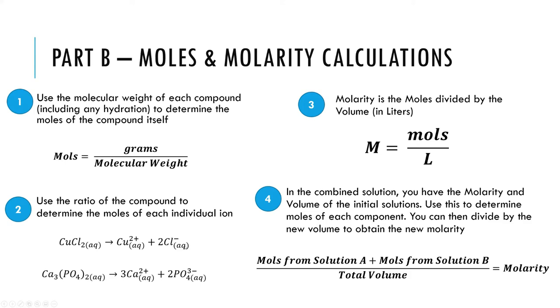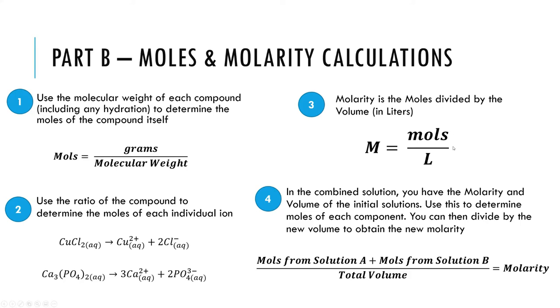In the case of something like calcium phosphate, these molecules are broken up into their ions. Phosphate is a polyatomic ion, the same as sulfate, which is a polyatomic ion. These break apart into their individual ions. And so in this case of calcium phosphate, there are 3 calcium ions and 2 phosphate ions that break apart. So if you know the moles of the total component using the molecular weight, you can also know the moles of each of the individual ions.